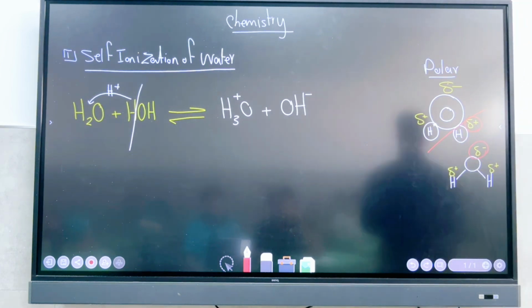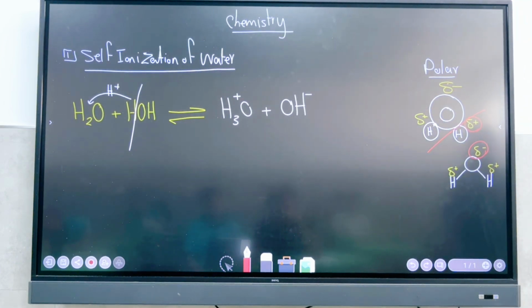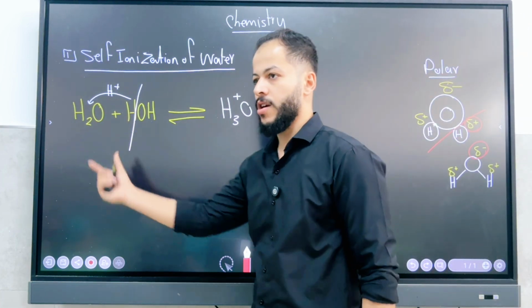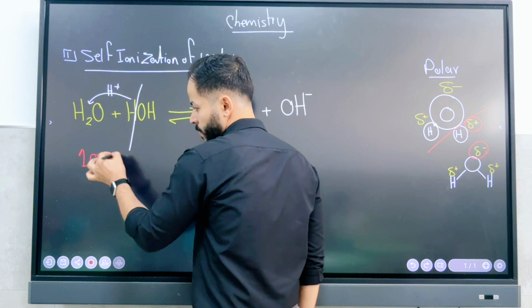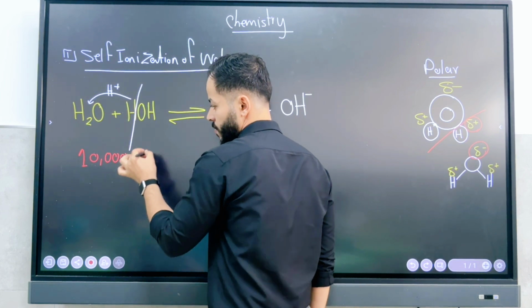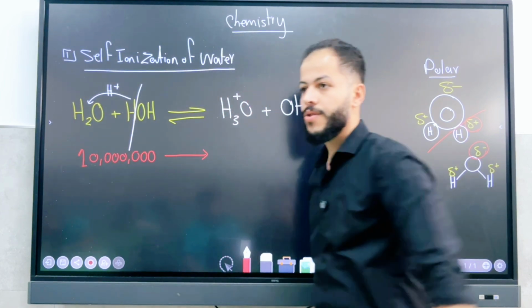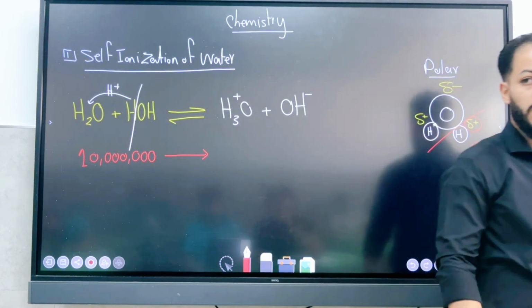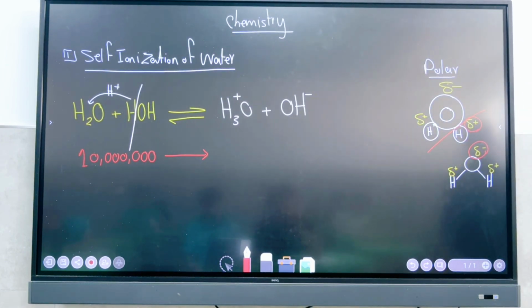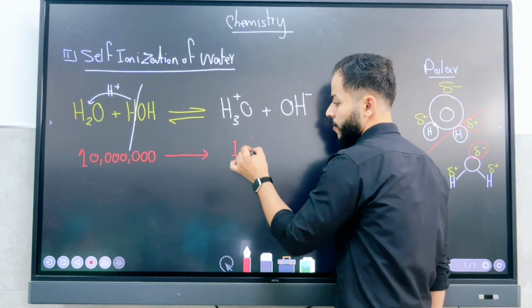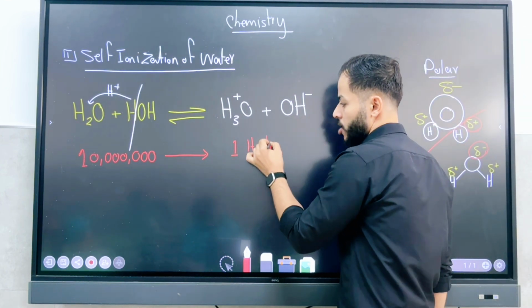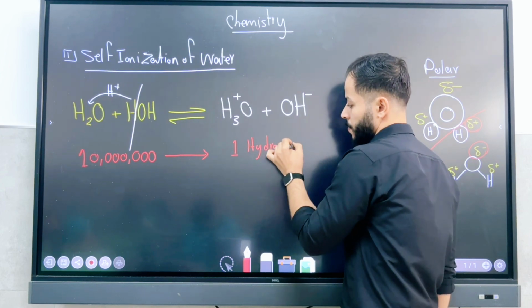We need to know how many molecules of hydronium are produced from the ionization of water. For each 10 million molecules, how much is produced? Could you imagine? Very good, Yataha. It produces one hydronium ion.